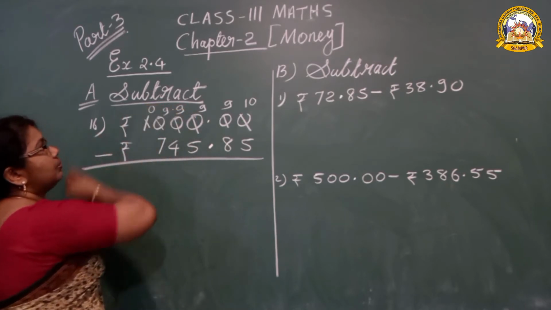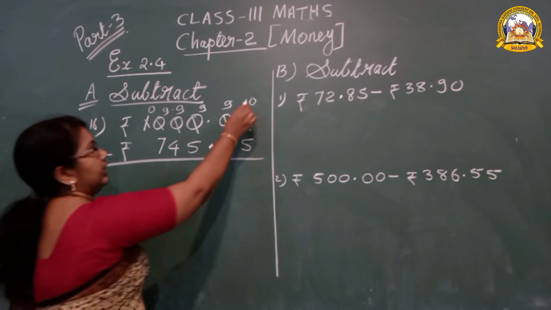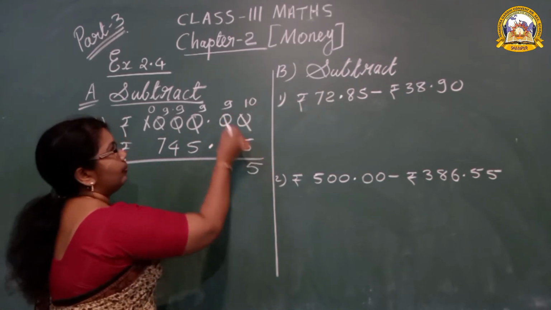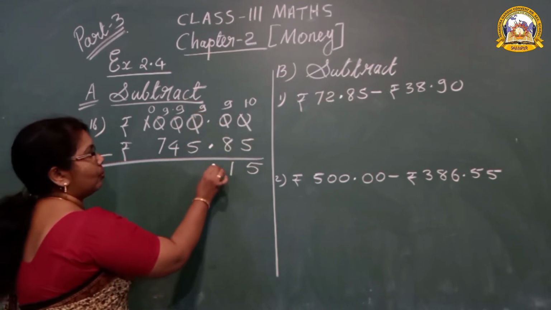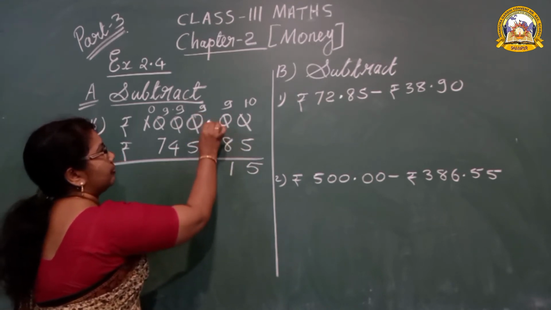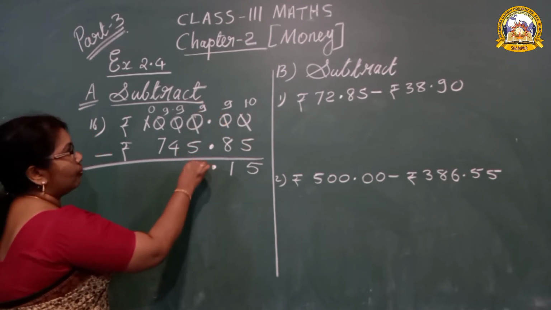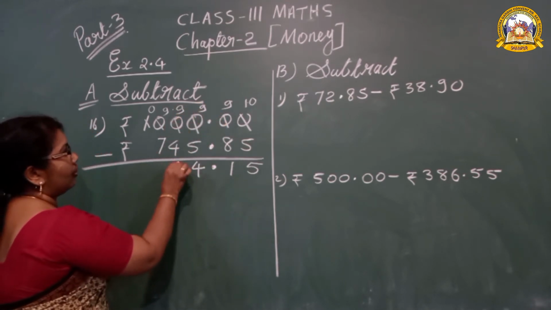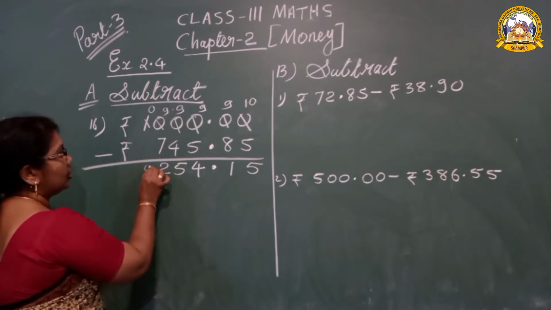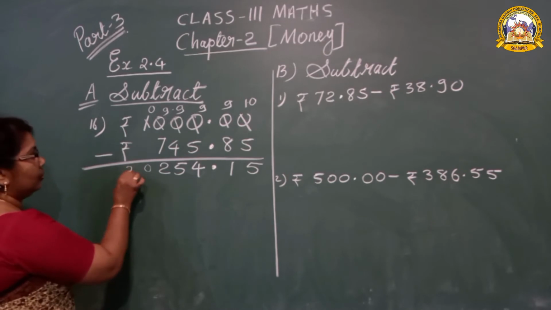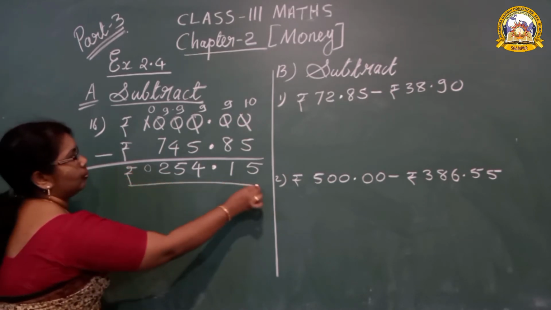It should become 0. Now 10 minus 5, 5. 9 minus 8, 1. Put the point or dot. 9 minus 5, 4. 9 minus 4, 5. 9 minus 7, 2. Here it is 0. It's not compulsory to write it. Now you should write the symbol of rupees.